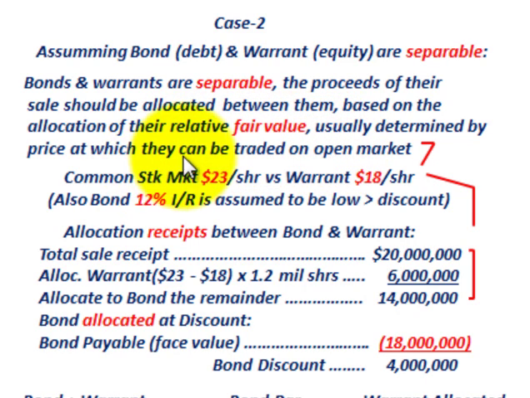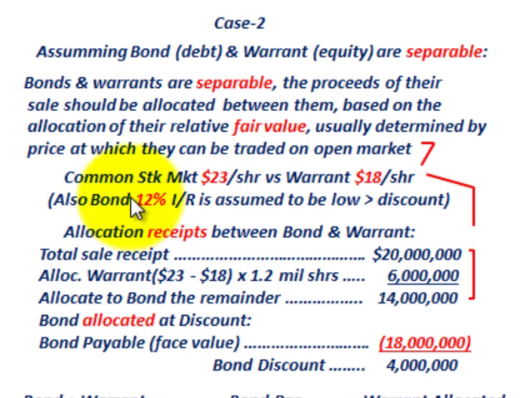But now here's the case where we really don't have any open market on these bonds or these warrants. The one thing we do know is the common stock at that time is selling at $23 per share. Now if we're exchanging warrants for common stock and our warrant is priced at $18 per share, and we know the market value of our common stock at $23, then the difference can be allocated to the warrant, and we'll look at that.